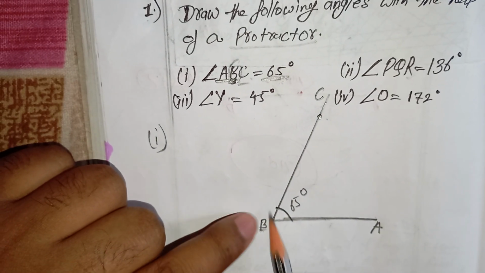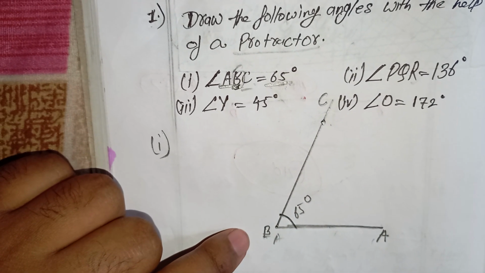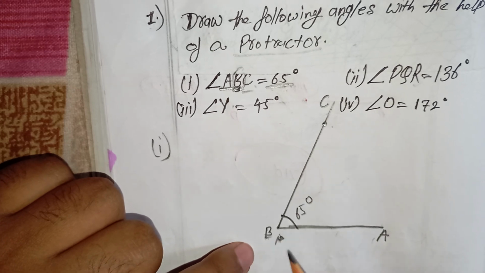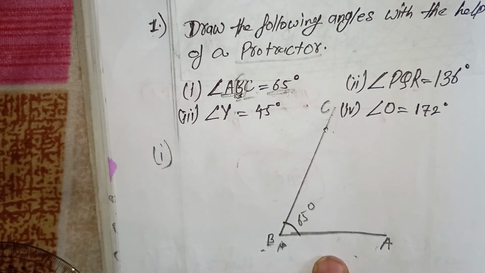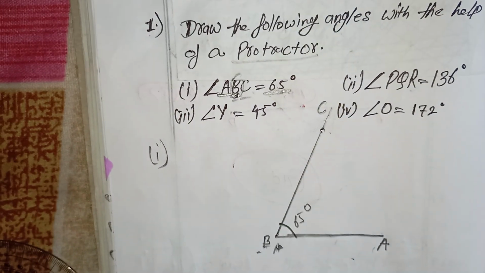Don't write it like A, B and C. This is going to be wrong. This is B, and this is A and C, because B is in the middle. That's why the first one is over. Let's do the second question.